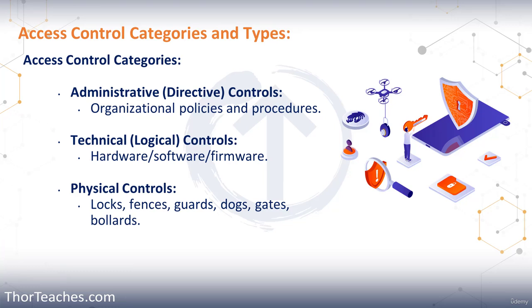And then as the final control, we have physical controls. Again, we can touch them. Those are our locks, our doors, our fences, our guards, the dogs, gates, bollards, man traps, alarms, cameras. All the things you can touch. While it may not be smart to touch a guard dog, you can.